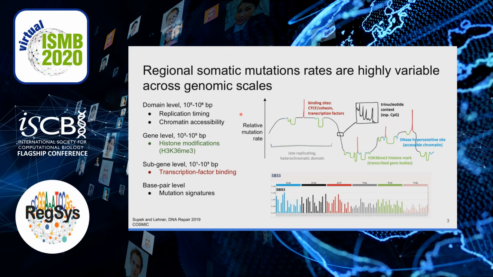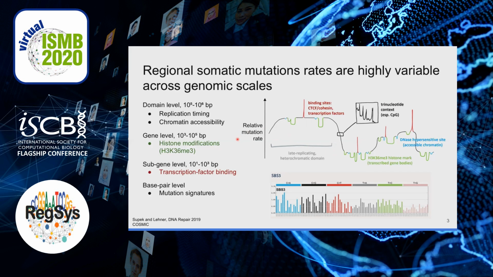So it is known that somatic mutation rates are highly variable across genomic scales. For example, at the domain or megabase scale, mutation rates correlate with properties like replication timing and chromatin accessibility. Taking a look at this diagram, on the y-axis we have the relative mutation rate, and then various genomic features throughout. This portion here, underlined in gray, corresponds to late replicating and dense chromatin. As you can see, there's a relatively higher mutation rate in this region compared to these other regions at this large megabase scale.